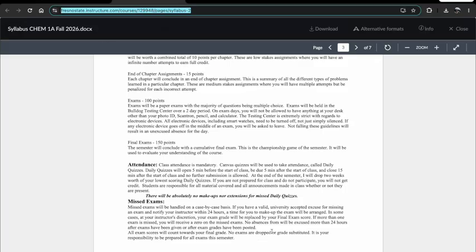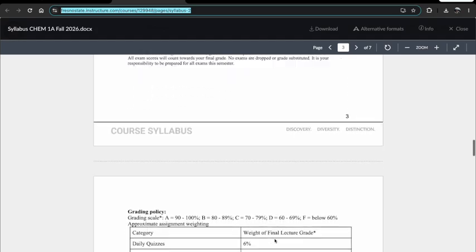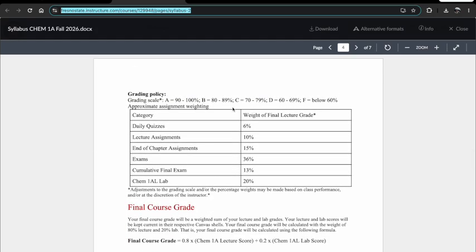Importantly, your grade will be kept on Canvas. Our grade breakdown here, our grading scale: 90 to 100 is an A, 80 to 89 is a B, 70 to 79 is a C, 60 to 69 is a D, anything below that is an F.